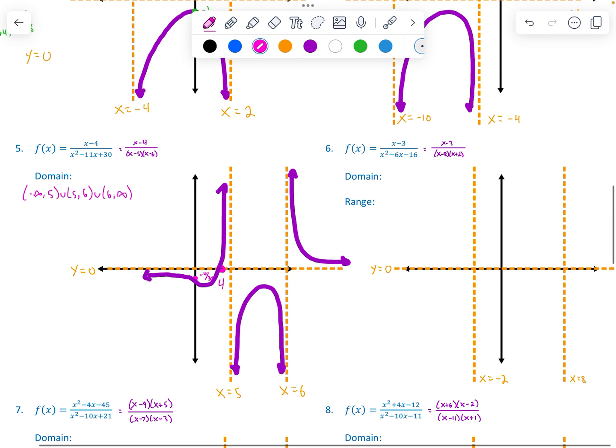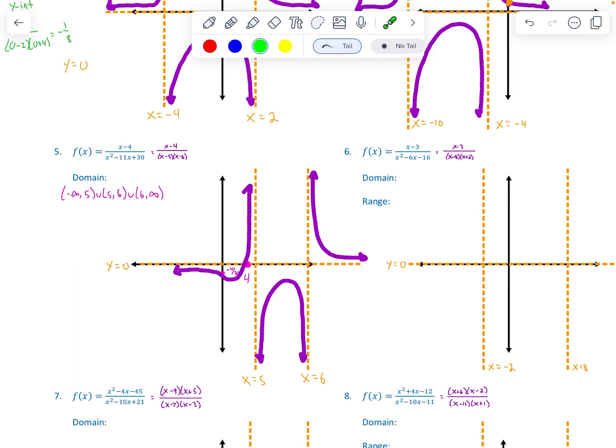All right, number 6. Again, I've already factored it, so I found the vertical asymptotes here and here. Our degree, I didn't mention this on the last problem either. Our degree on top is 1, and it's 2 on the bottom. Same with this problem. Degree on top of 1, degree on bottom of 2. So when the degree on top is smaller, you always get a horizontal asymptote of y equals 0. So that's why we have that on both of these.